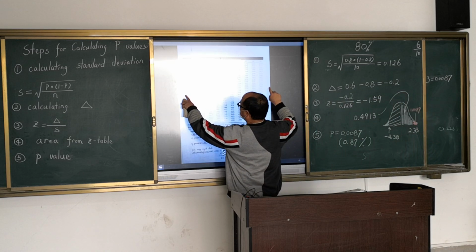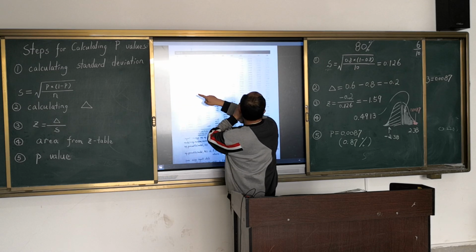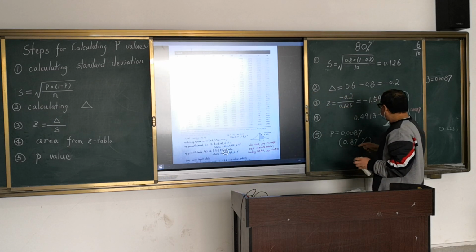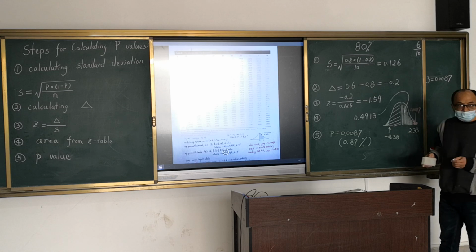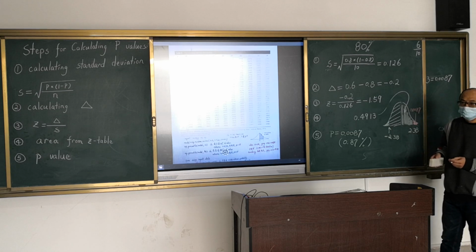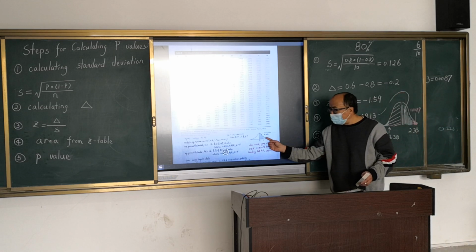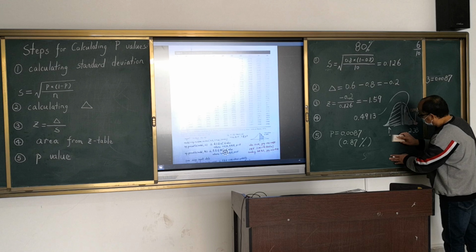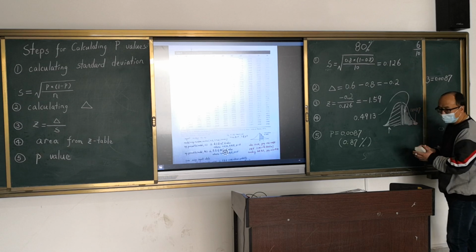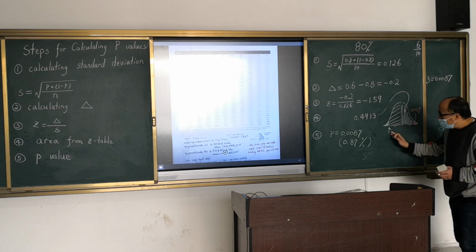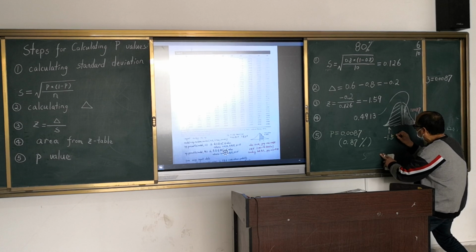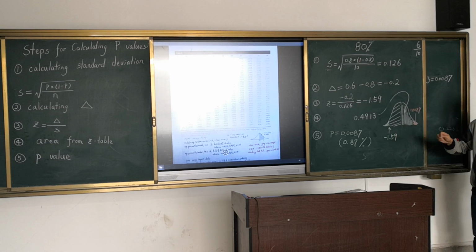1.59 is 0.4441. And more importantly, what it means. Now our z-score is a negative 1.59.